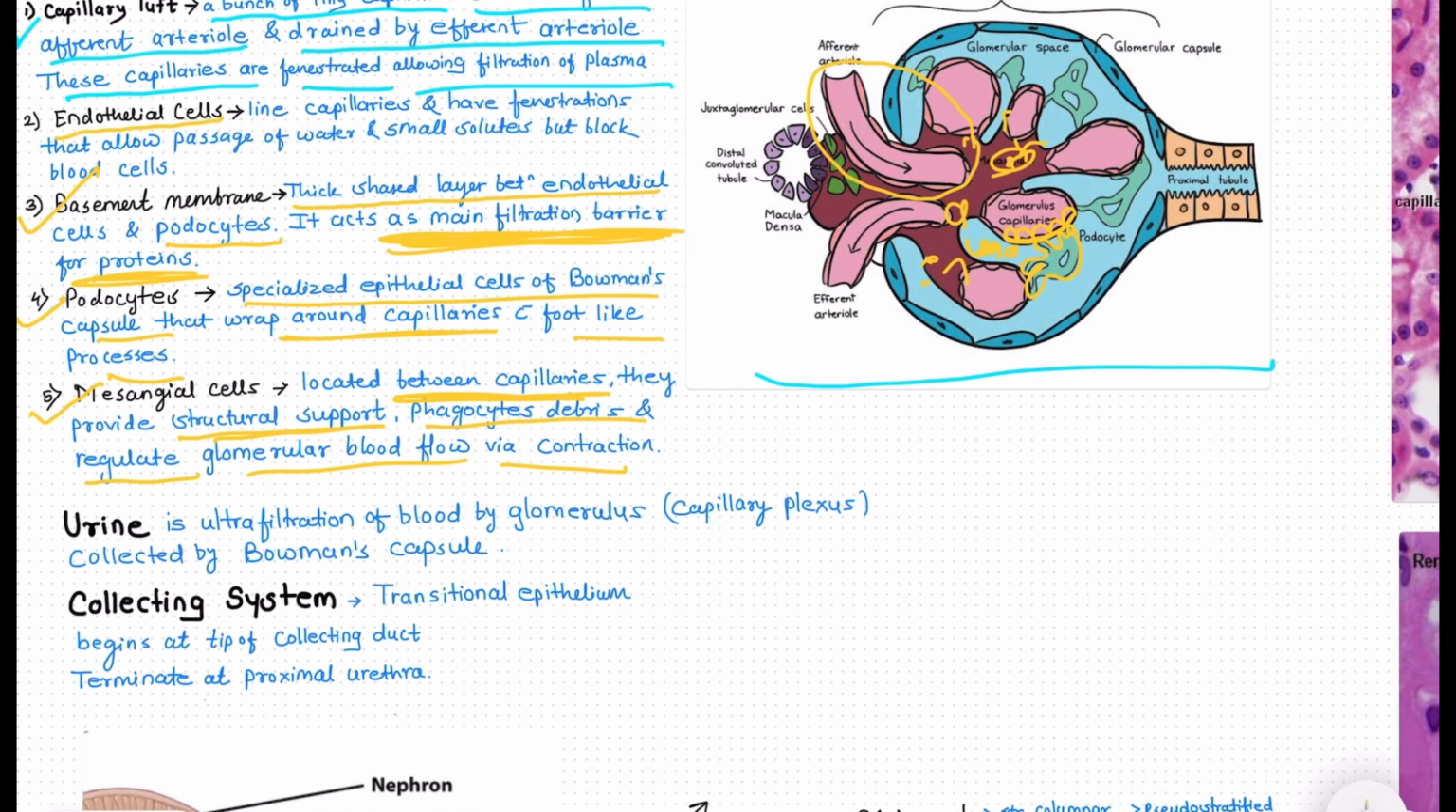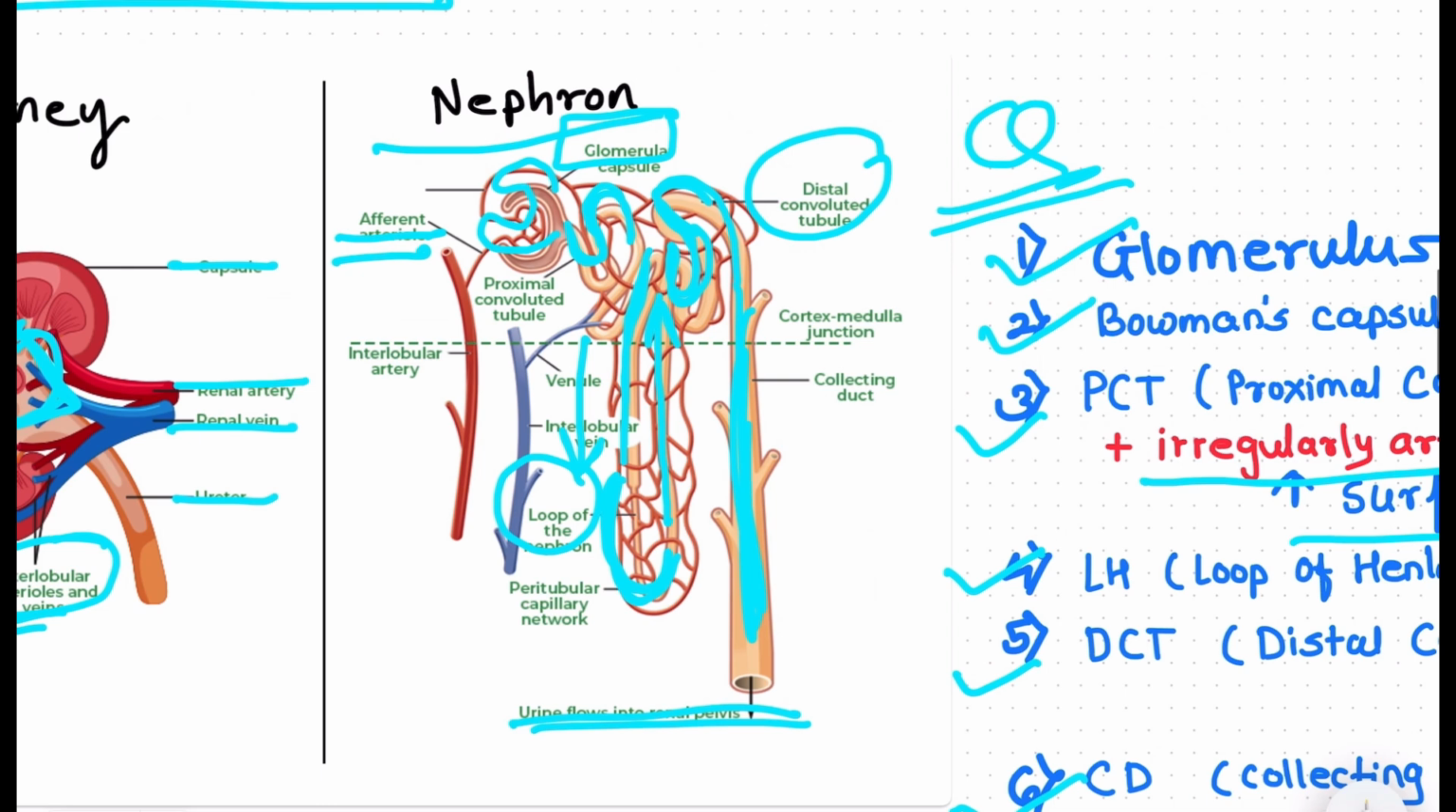Urine is ultrafiltration of blood by the glomerulus, which is a capillary plexus, collected by Bowman's capsule. Then the collecting system. Transitional epithelium will start from the starting of the collecting duct to somewhere at the tip of the urethra. So that much is transitional epithelium.